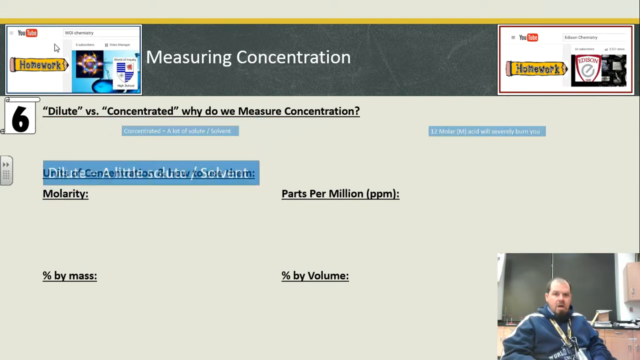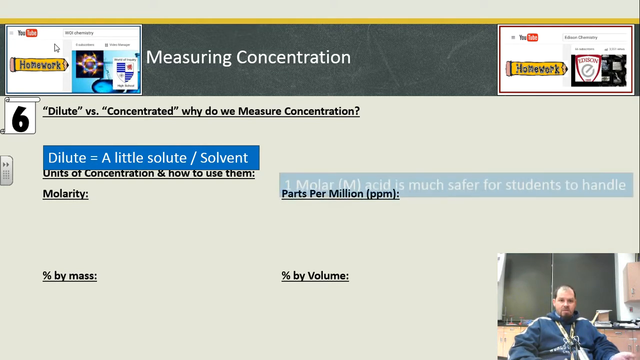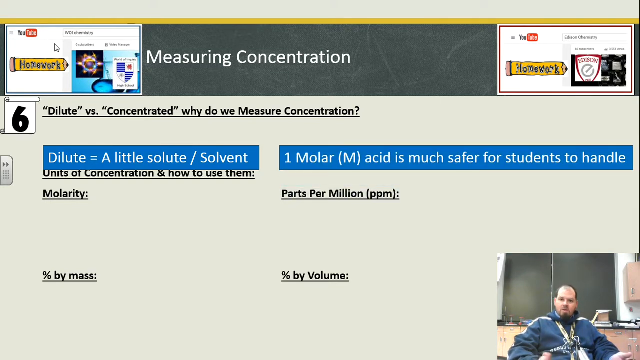Okay. Dilute is the opposite. So this is a little bit of solute. So you only put like half of a packet of Kool-Aid into your Kool-Aid. And now you've made some really weak Kool-Aid that doesn't taste very good, doesn't have much flavor at all. Okay, so that's what dilute means. Hence 1 molar, that'd be much safer for students to handle. I give you guys even less than a molar, so that if it gets on your skin, it really doesn't burn you in any way. It might make you itch. And isn't that safer for everybody? So that's how we do that.